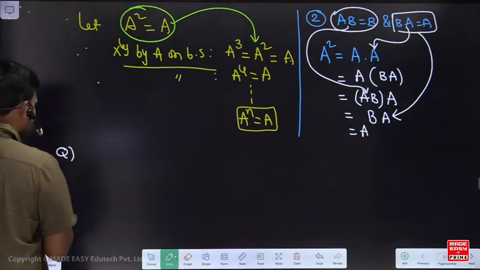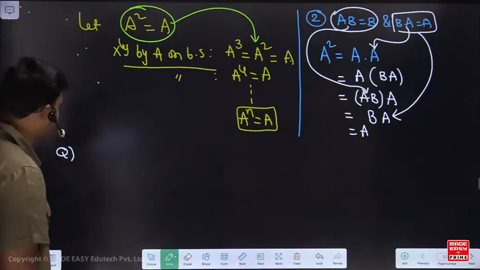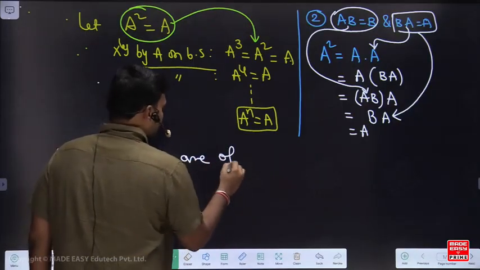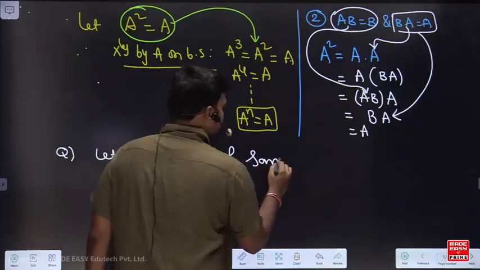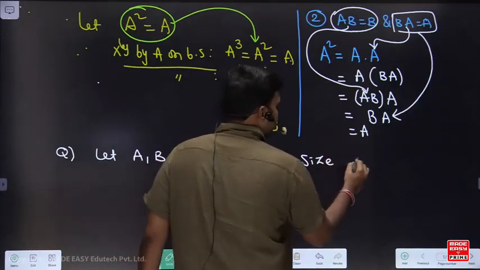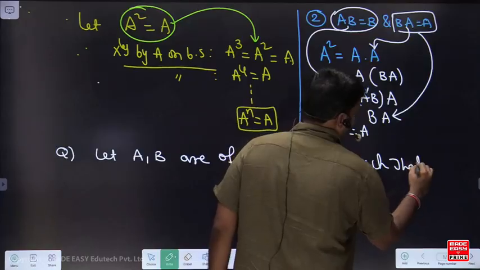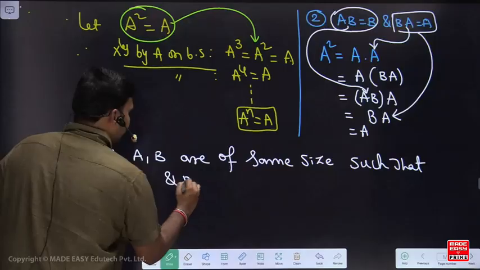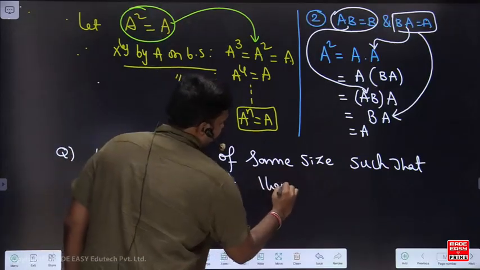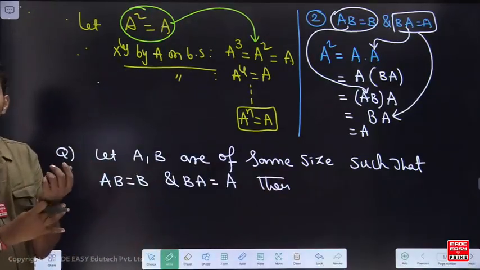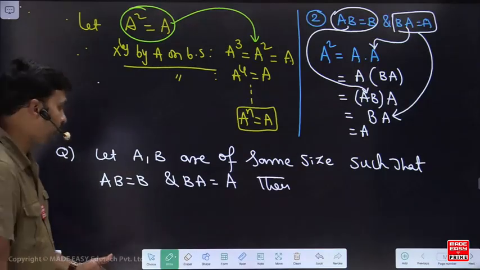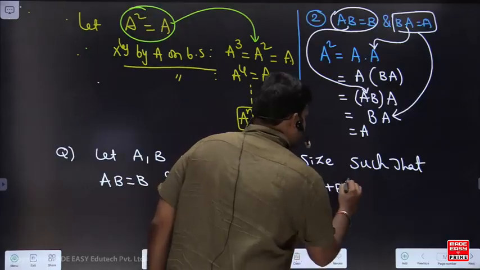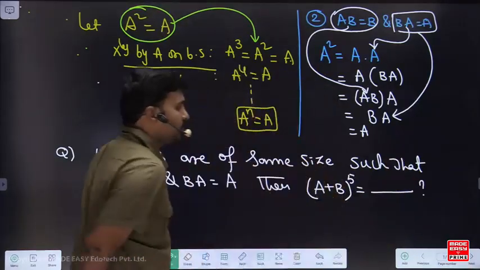Now let's take one question on this, my dear. Let A, B be matrices of the same size such that AB is equal to B and BA is equal to A. So then (A plus B) whole power 5 is equal to what? This is the question here.